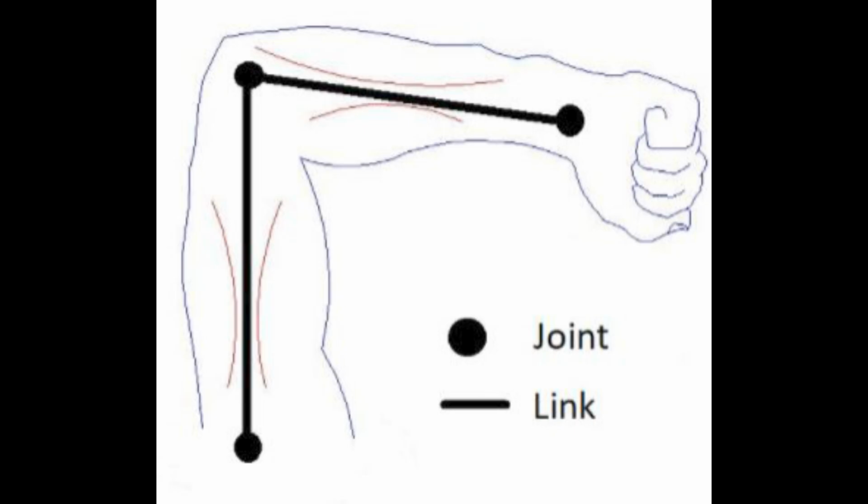Links are the rigid pieces of a robot. They are the bones. Links are connected to each other by joints. Joints are the pieces of the robot that move, enabling motion between connected links. So consider the human arm that you see in this image as an example. The shoulder, elbow, and wrist are joints. The upper arm, forearm, and palm of the hand are links.